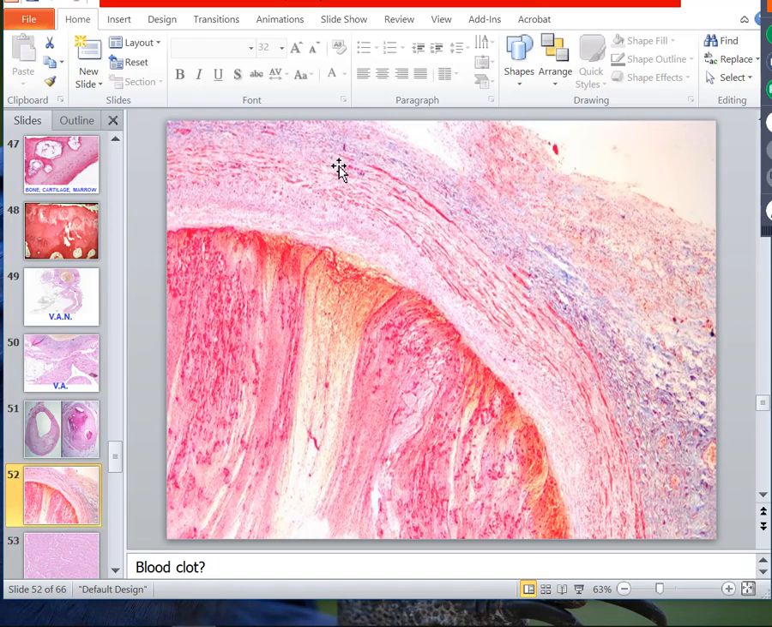Okay, now you could tell part of a big blood vessel, maybe a big artery, and now you have the blood inside. But you have to ask yourself, is this blood like a clot? In other words, organized? In other words, part of the actual blood vessel? Or is it just something that was present inside?